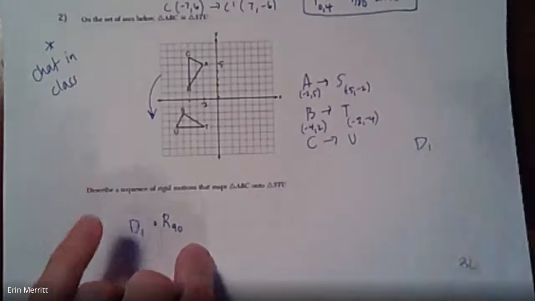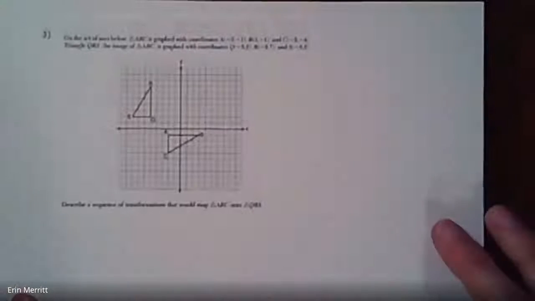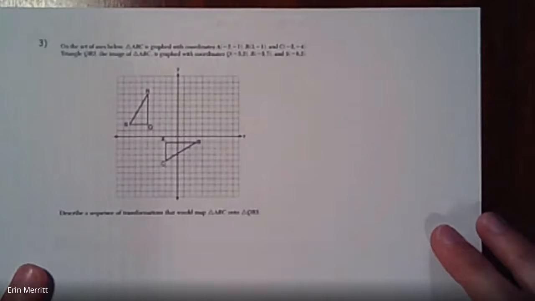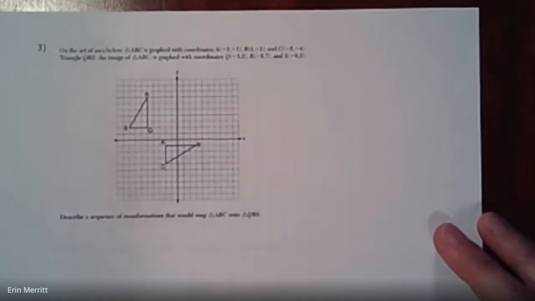For number 3, let's see, it's saying on the axes, ABC is graphed and triangle QRS is the image of ABC. Given those coordinates, describe a sequence of transformations. All right. So a sequence of transformations, it really does mean you should be able to come up with at least 2 transformations. If you need a third one, that's fine too. All right. So in this case, a couple of things.